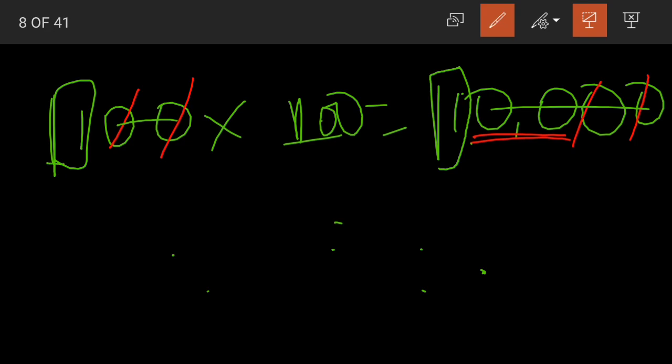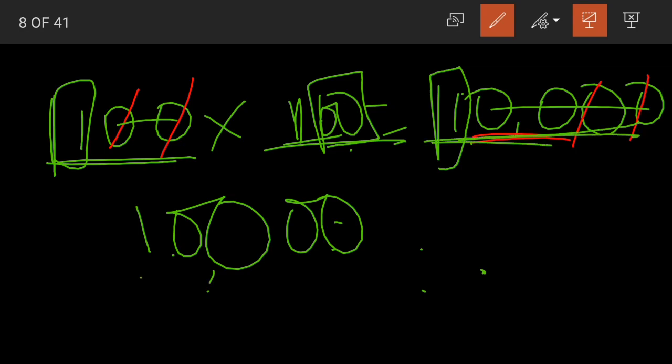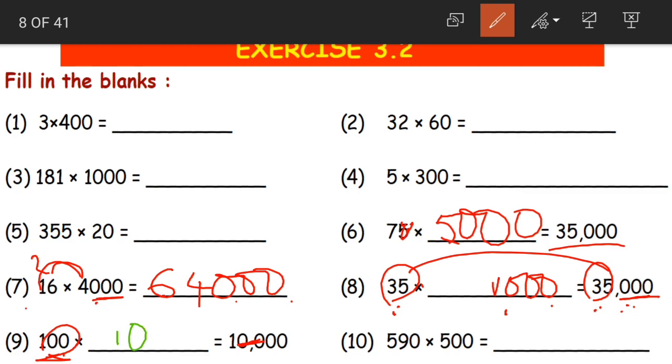See, multiply and see. 100 into 100. First writing the number as it is. In 100 we are having 2 zeros. So placing 2 zeros in the product. So what is the answer? 10,000. The same as the given product. So 100 into 100 is equal to 10,000.